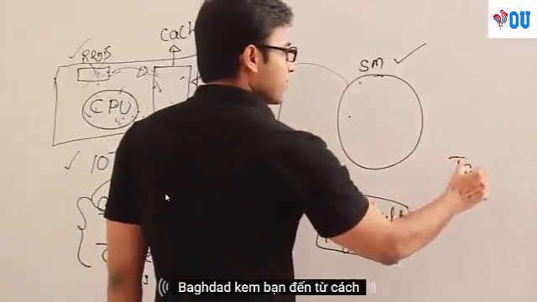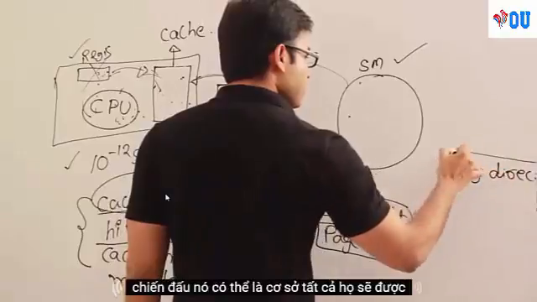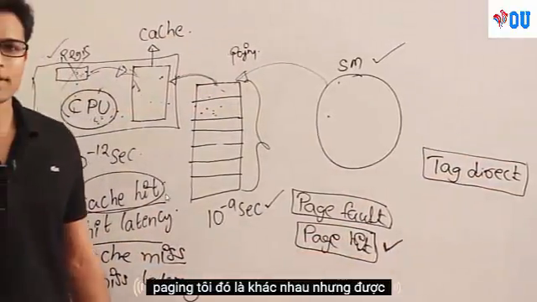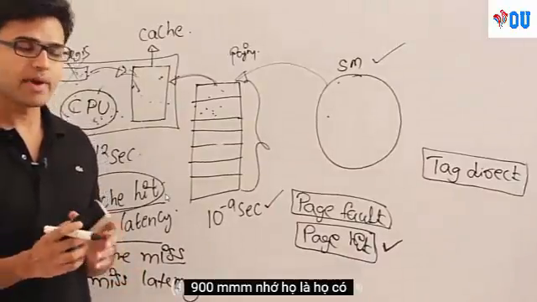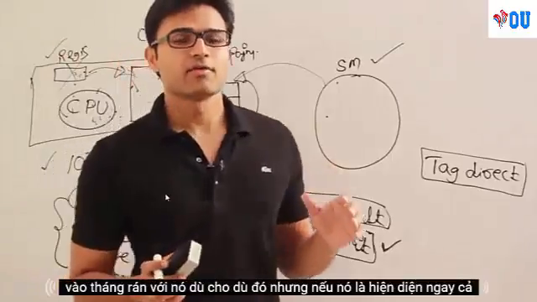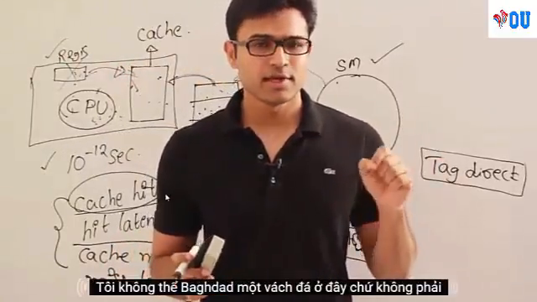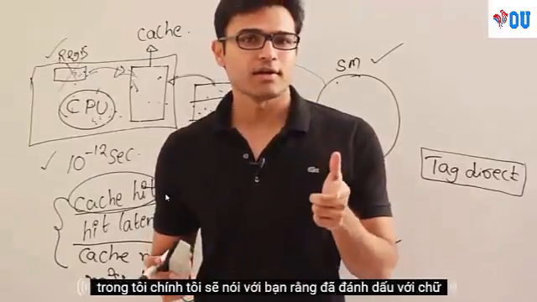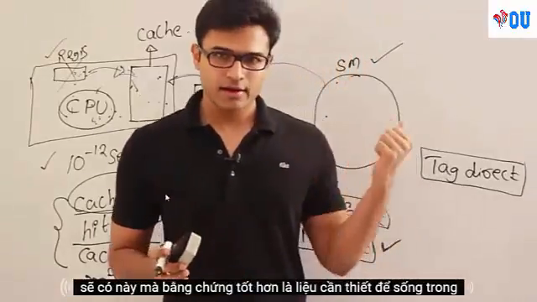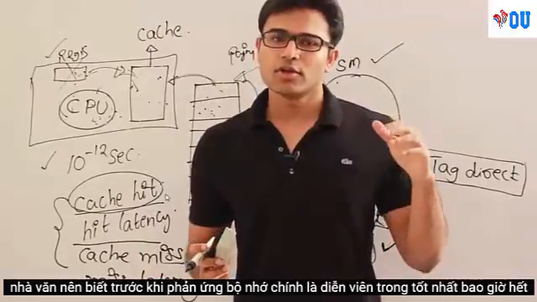Tag directory. You can somehow compare it to the page table of paging. I mean, there is a difference, but semantically they are the same. In the sense, the page table says whether a required page is present in the main memory or not. Similarly, the tag directory says whether the required element is present in the cache or not. I'll tell you the terminology slowly later.